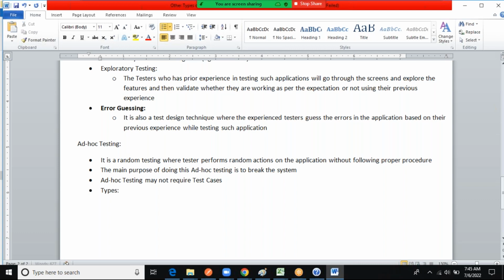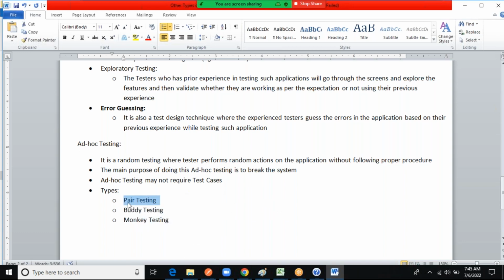Types are there: pair testing, buddy testing, and monkey testing. Okay, there are some other things as well. People will be talking about guerrilla testing. There are many things, but these are the things which we have as part of ad hoc testing.